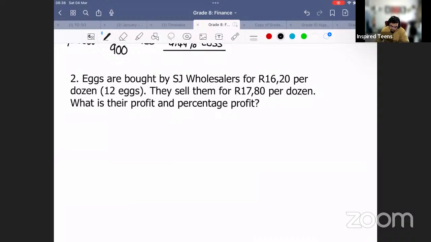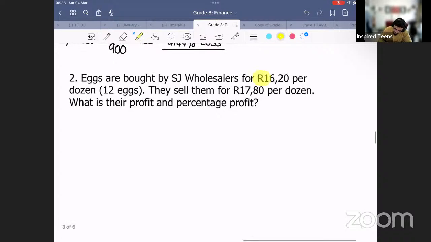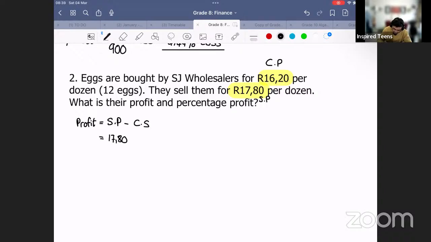So eggs are bought by SJ wholesalers for 16.20 rand per dozen. They sell them for 17.80 rand per dozen. What is their profit and percentage profit? So they buy it for 16.20. This is their CP, their cost price. They sell them for 17.80. This is their selling price. So remember, we know they're making a profit because we can see that they sell it for more than they buy it. So profit is equal to selling price minus cost price. So in this case, it's 17.80 minus 16.20. We get 1 rand 60, I believe.